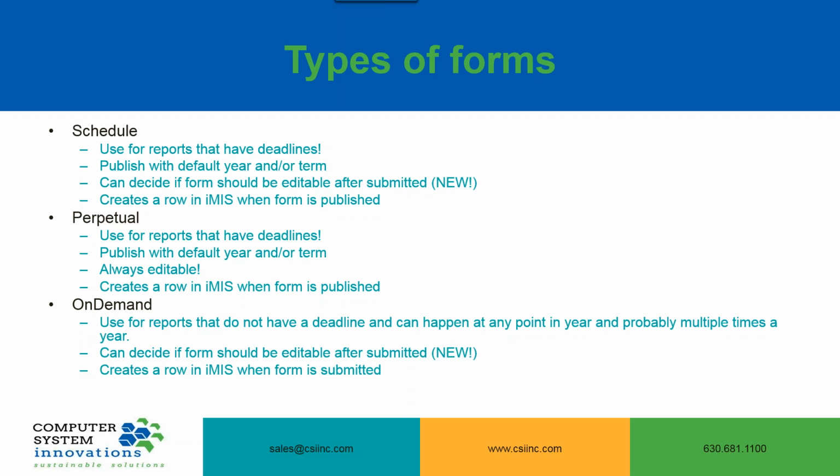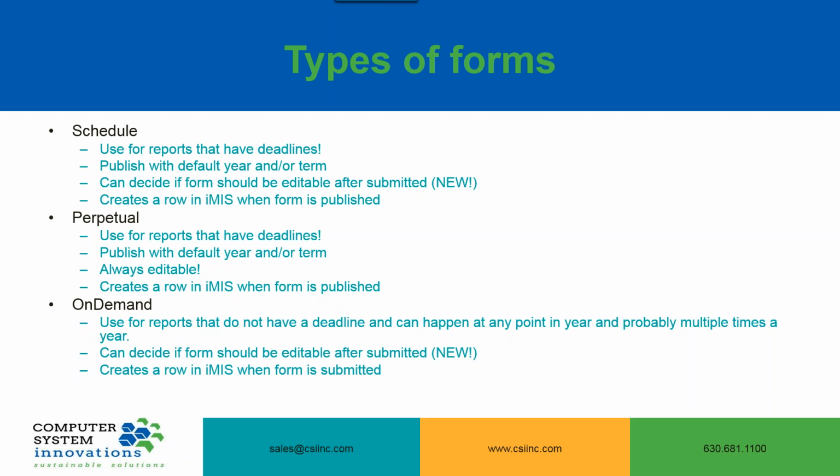Now, on-demand forms are great for reports that don't necessarily have a deadline, but maybe can happen at any point in the year and probably multiple times a year, but we don't really know. A good example is maybe your fundraising or philanthropy events or service events where a chapter could have 20 events, another chapter could have 2. But this is a form that's always there for them. It's blank. You can still put in defaults, but I don't recommend using them as read-only, because remember, read-only means they can't change it.